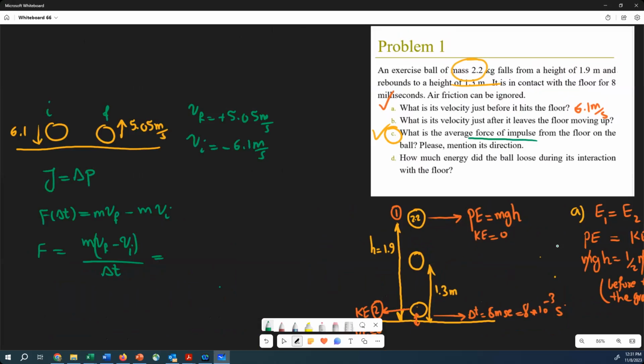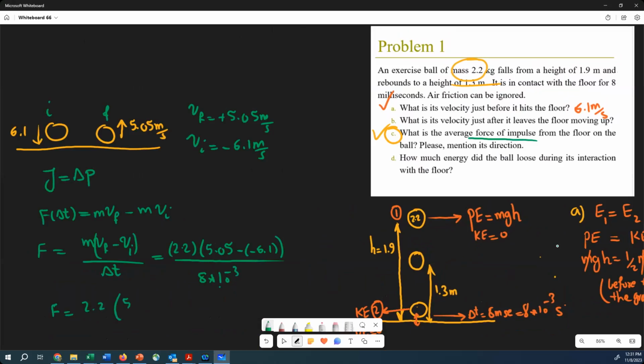So what is the mass here? 2.2. What is the VF? 5.05 minus 6.1, divided by what is the delta T? 8 times 10 to the power of negative 3. So this is going to be the average force, and this average force is going to be the normal force I said, plus any dissipative force or all these forces. So calculate this.